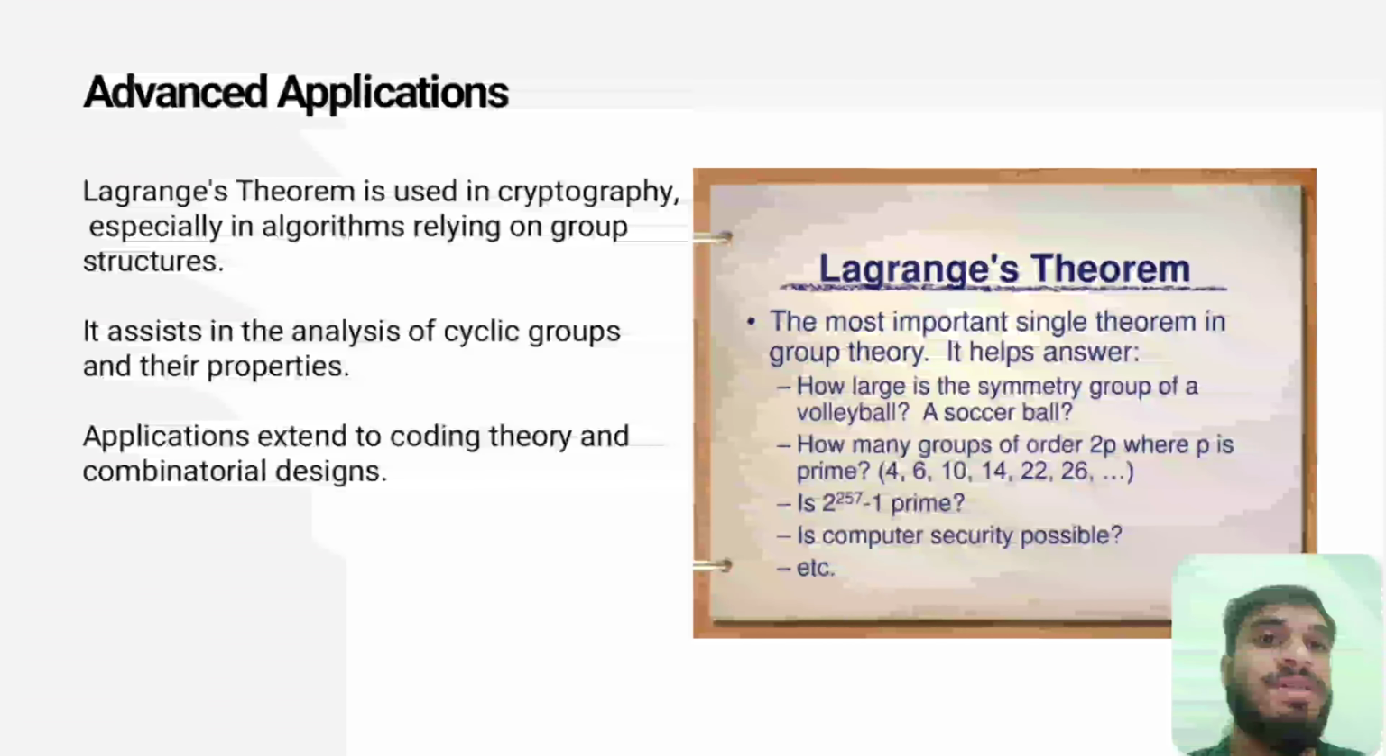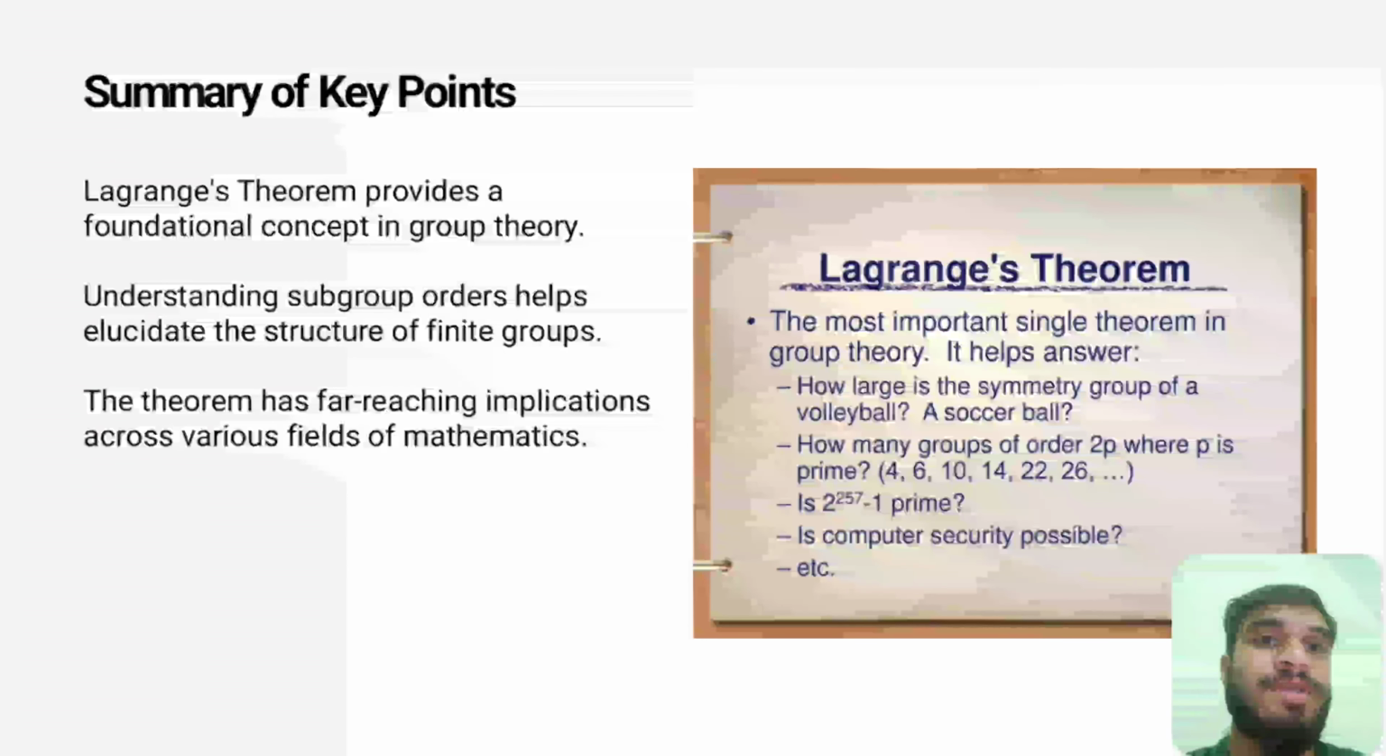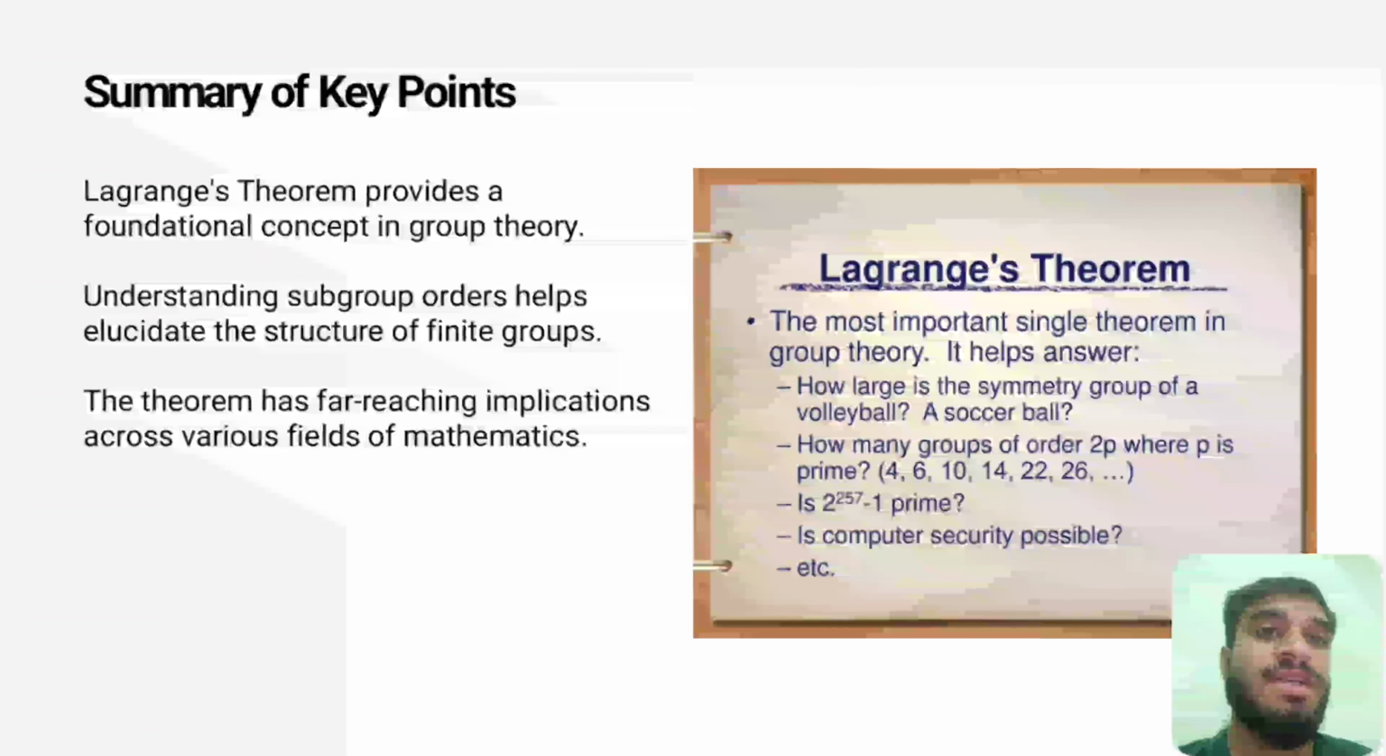Advanced applications. It is used in cryptography, especially in algorithms relying on group structure. It assists in the analysis of cyclic groups. Applications extend to coding theory and combinatorial designs. Summary of key points: it provides a foundation in group theory. Understanding subgroup order helps in evaluating the structure of finite groups. The theorem has far-reaching implications across various fields of mathematics.